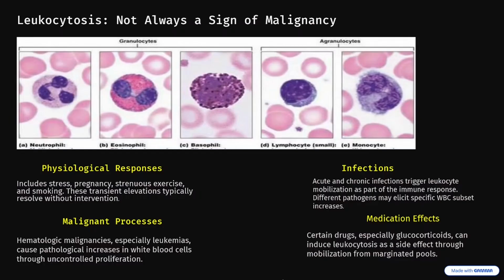Malignant process: hematologic malignancies, especially leukemias, cause a pathological increase in white blood cells through uncontrolled proliferation. Infections: as we all are aware, acute and chronic infections trigger leukocyte mobilization as part of the immune response. Different pathogens may elicit specific WBC subset increases. Then some medications affect leukocytosis. Certain drugs like glucocorticoids can induce leukocytosis as a side effect through mobilization from marginated pools.